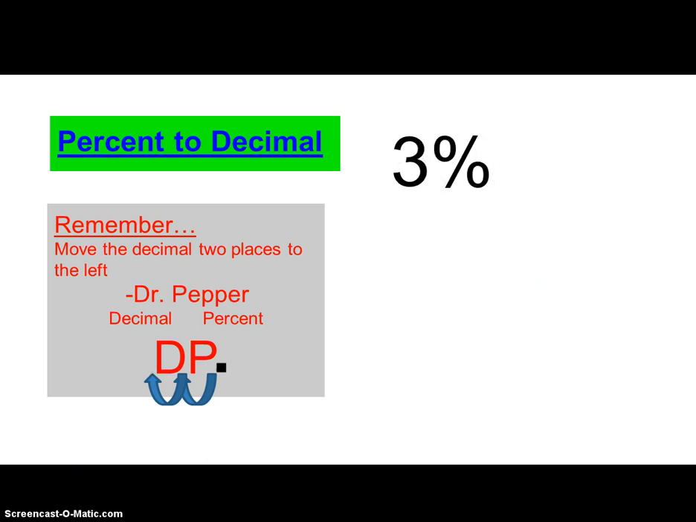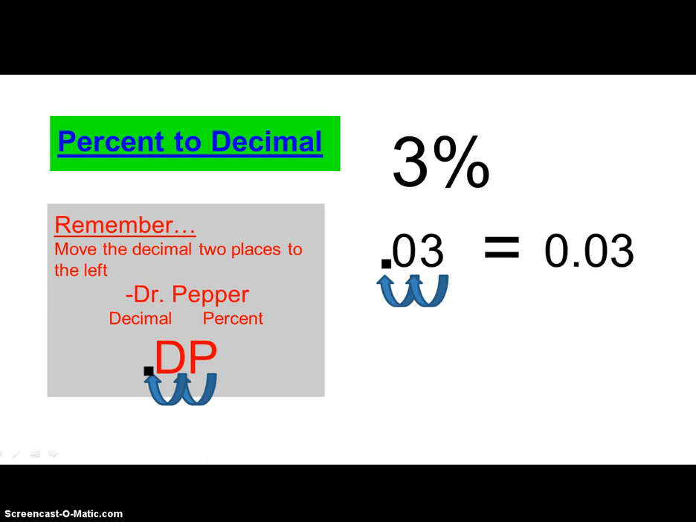Here's another example, 3%. Just like before, we're still moving the decimal point 2 places to the left. Since there's no decimal point visible, I know to put the decimal point at the end. So start at the decimal point and move 2 places to the left. In this case, we have one empty space right here. So I'm going to fill that space with a 0. And that's it. That's our answer, 3 hundredths.